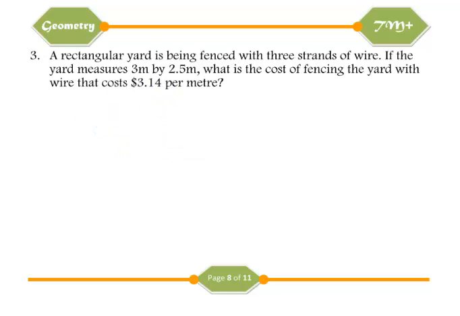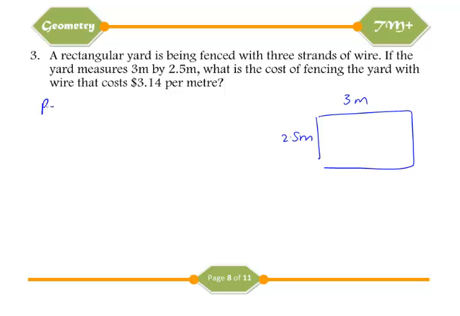Next, a rectangular yard is being fenced. In this case, I like to draw a picture with 3 strands of wire. If the yard measures 3 metres by 2.5 metres, what is the cost of fencing the yard with wire that costs $3.14 per metre? Okay, so if I'm thinking about this, I might draw a picture where this is 3 metres and this is 2.5 metres. So now I've got 3 strands of wire.